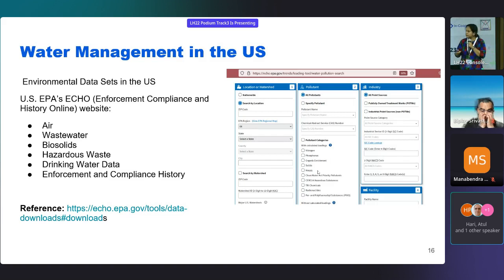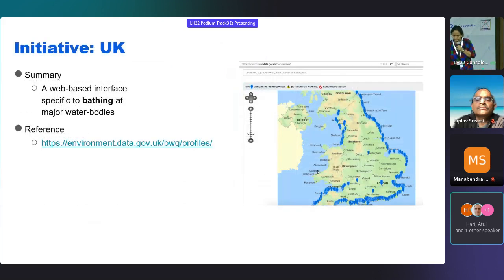One of these data sets is available at the ECHO website, which stands for Enforcement, Compliance and History Online. Here you will find a lot of different data sets from across the country related to air quality, wastewater quality, biosolids, and so on. You will also find a very nice GIS based portal where you can find a visual representation of the locations where these data sets have been collected from, and then the time series of each of these data sets.